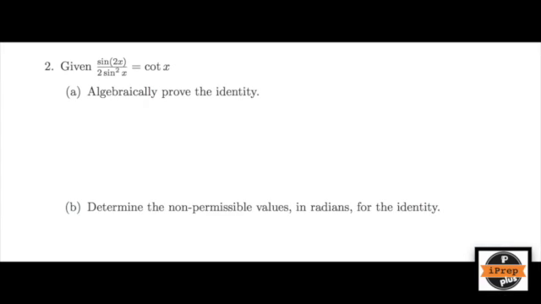Given that the sine of 2x divided by 2 sine squared of x is equal to the cotangent of x, A. Algebraically prove the identity, B. Determine the non-permissible values in radians for the identity.